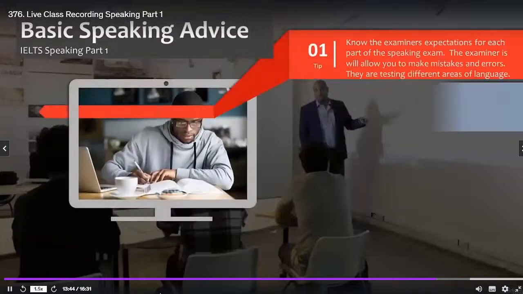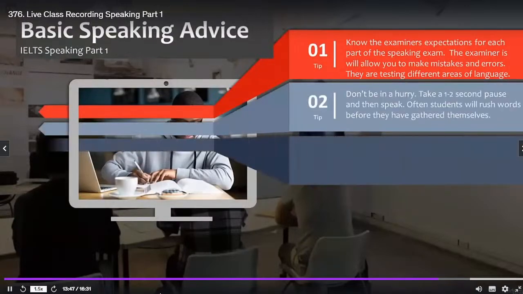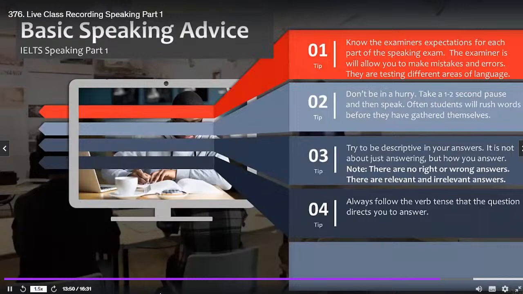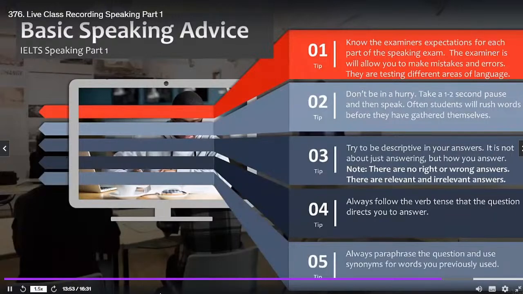All right, here's just some more basic speaking advice. Know what the examiner expects for each part of the exam. For example, in part number 2, you have to know that what the examiner is really paying attention to a lot in part number 2 is your fluency and your pronunciation. So know what the examiner is expecting to hear from you in each part. The examiner will allow for you to make mistakes and errors. They're not your friend. They're not trying to be your friend. If you make mistakes, they're going to let you make mistakes.